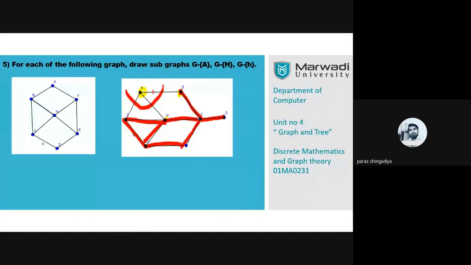And same consider for G minus H. So remove the H now, and the remaining boundary will be as it is there. And now small h means the edge, this edge we have to remove, so now remove that, this vertex will be as it is, and the remaining part you can consider. So that is a subgraph. The resulting graph is a subgraph of the main graph.